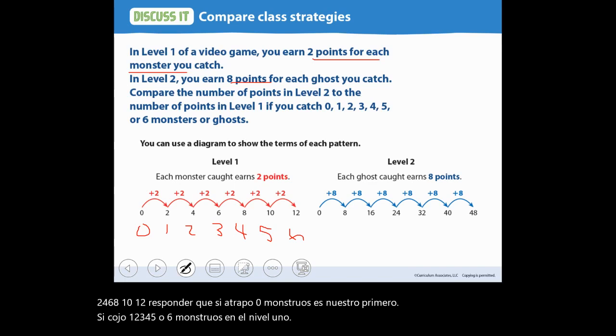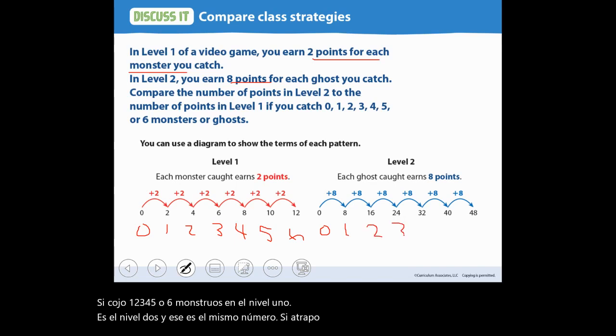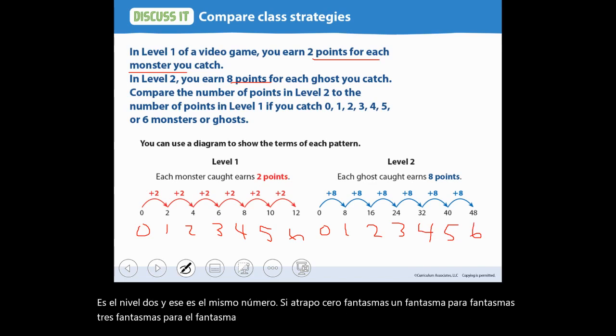The second one is level 2, and that's the same number. If I catch 0 ghosts, 1 ghost, 2 ghosts, 3 ghosts, 4 ghosts, 5, or 6 ghosts. And I'm skip counting here by 8: 8, 16, 24, 32, 40, and 48.